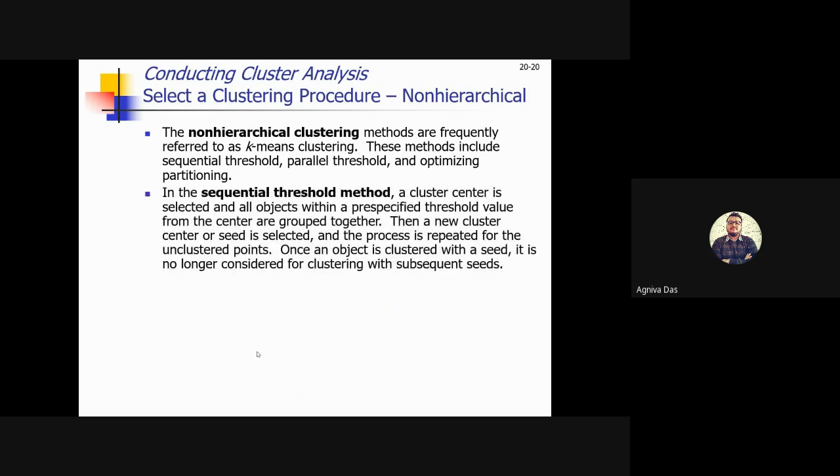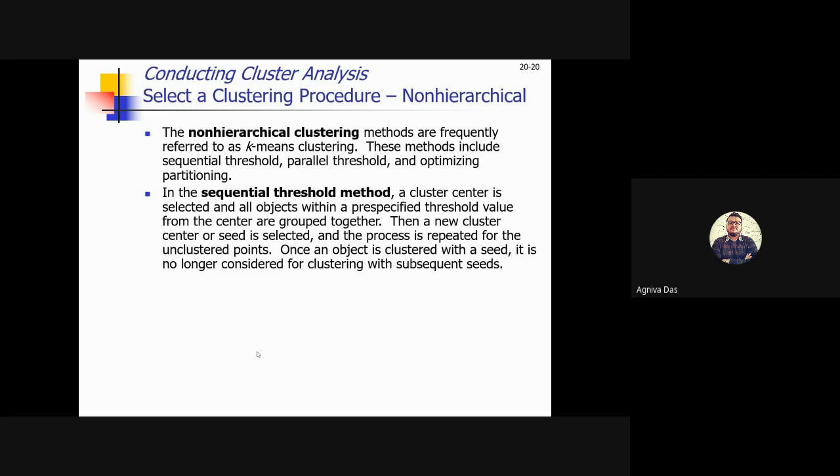So again, it is an example of a sequential threshold method, and it is basically where a cluster center is selected, and all objects within some threshold value, some cutoff value from the center are calculated, and those that satisfy this cutoff are grouped together.